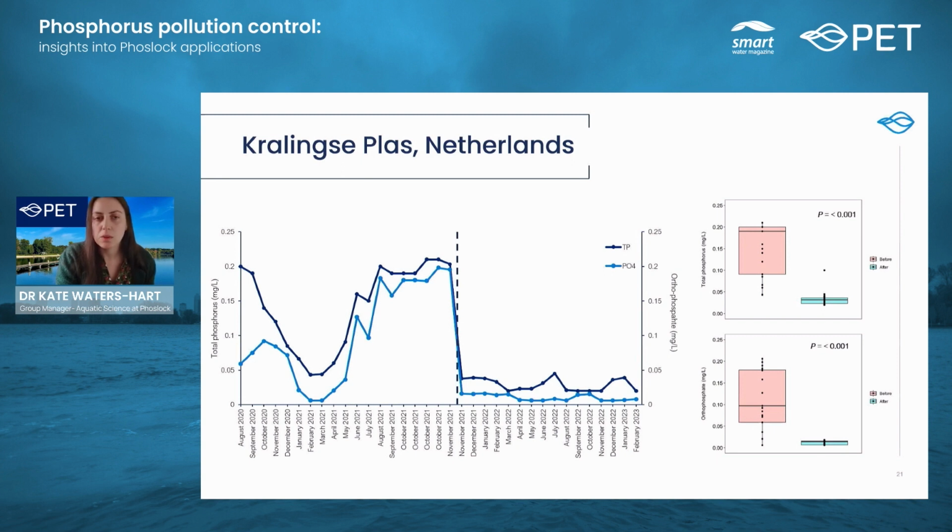And again, with the December-January increase, this was most likely from external catchment loading. And again, the orthophosphate concentrations still remain significantly low. And in the box plots on the right-hand side, before in pink and after treatment, you can see that they're both highly significant following the treatment.